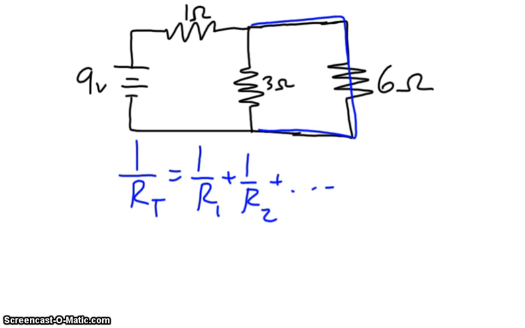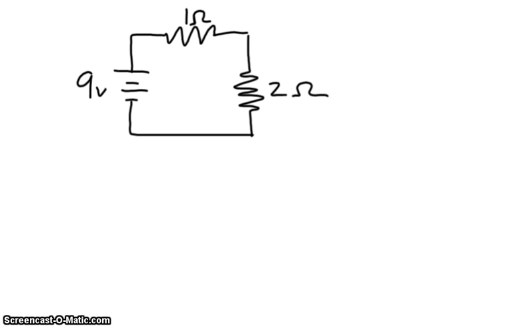So what does this look like when we do this out? 1 over 3 plus 1 over 6 ends up giving us 4 over 6, which is 2 over 3, but it's 1 over the total, so when we bring them together, it's not 4 over 6, it ends up being 2 here. Now it's 2 here, so we combine them, and we end up with a 2 ohm resistor and a 1 ohm resistor.